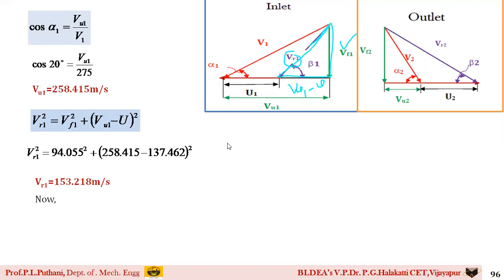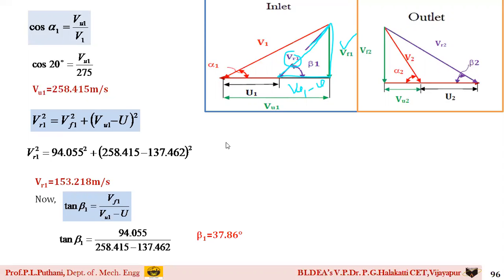Then the remaining angle is beta 1. I can take the help of tan beta 1 and I get the value of beta 1 as 37.86 degrees. So for the inlet velocity triangle, all the angles and all the factors we have calculated. Similarly, we find out the velocity terms and all the angles for the outlet velocity triangle. But in the outlet velocity triangle, a relation has been established in the question to find the value of VR2, that is VR2 by VR1 is equal to 0.9. Let us see how it can be done.